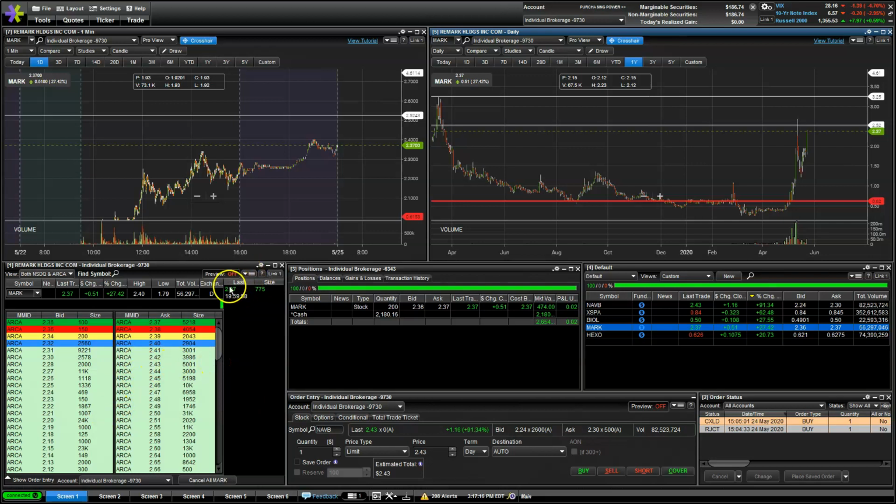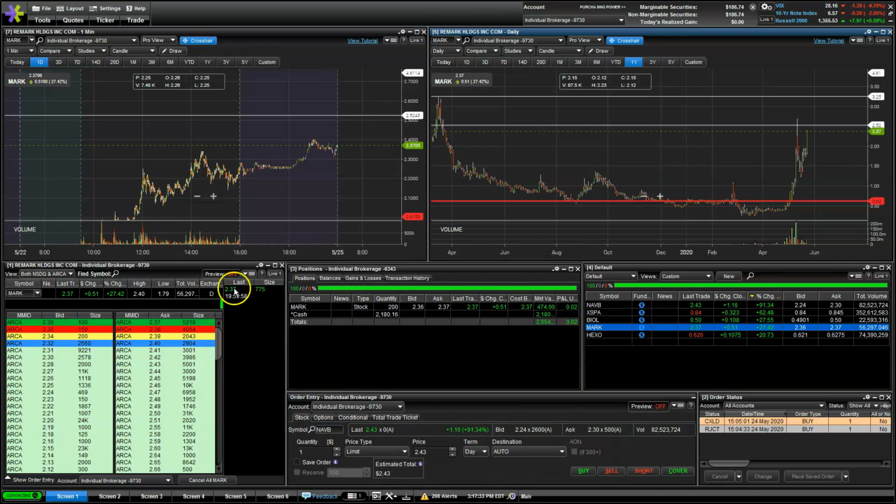Next is level 1. You see this order right here. It says 2377, 237 at 755. This is an order somebody placed around this time, right before close.